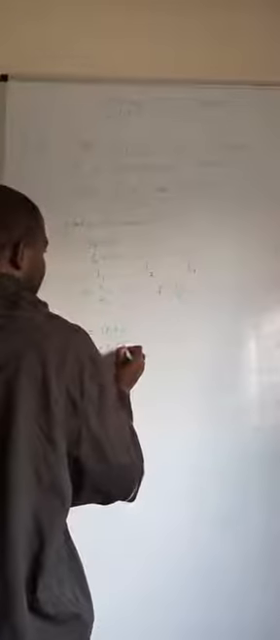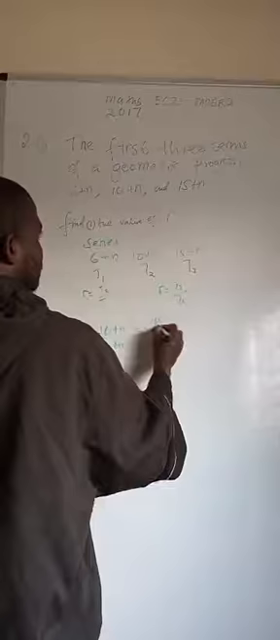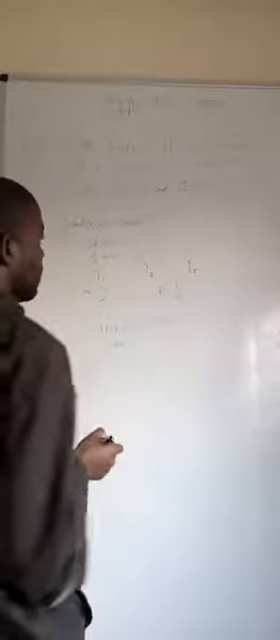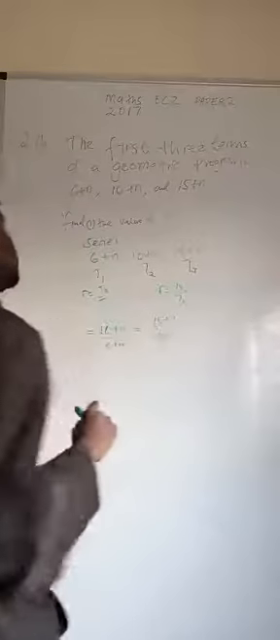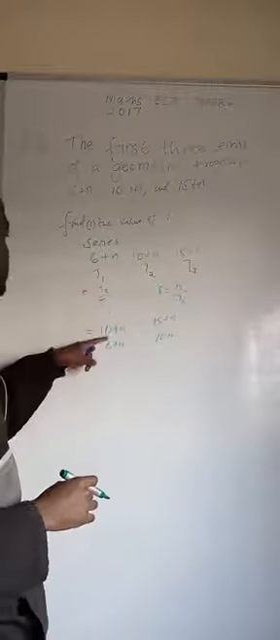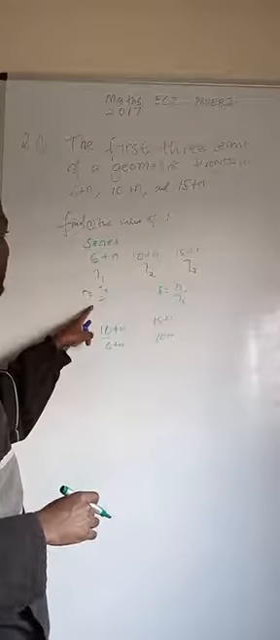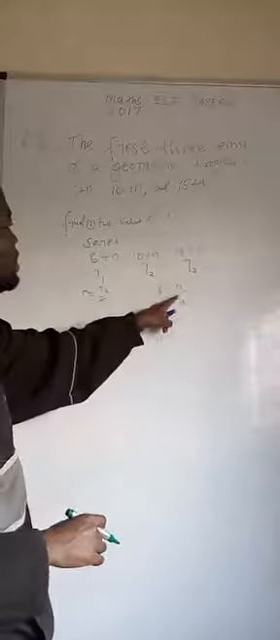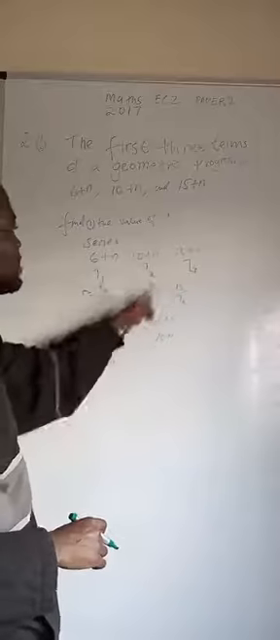Have you seen? This ratio is this over that. So what is my T2? My T2, as you can see, is 10 plus n. So T2 over T1 is 10 plus n over 6 plus n, and T3 over T2 is 15 plus n over 10 plus n. The common ratio for the first pair is T2 over T1, and for the other pair it is T3 over T2.